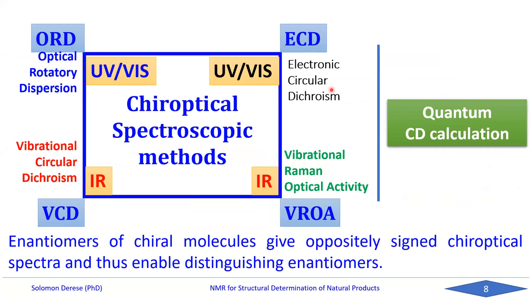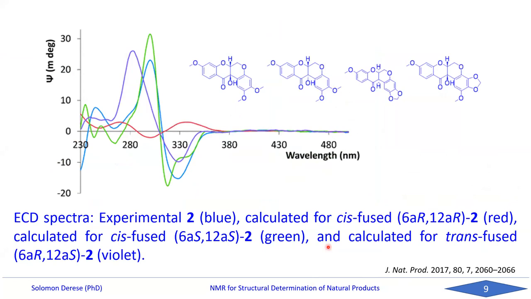For example, this is one of our PhD students who used CD calculations, comparing experimental CD with calculated CD. He was able to determine the configuration of the compounds he was studying.